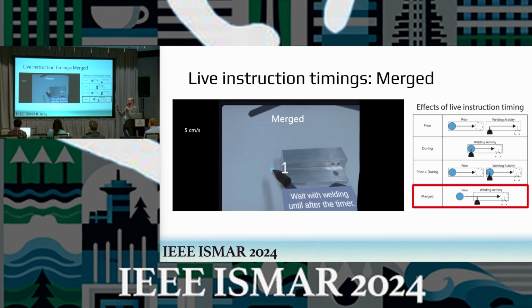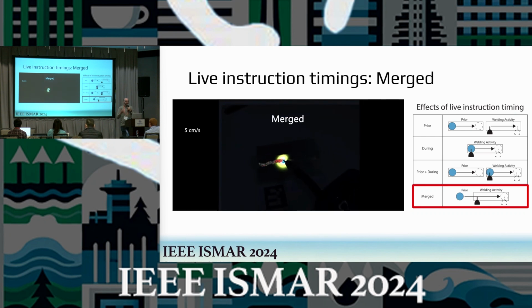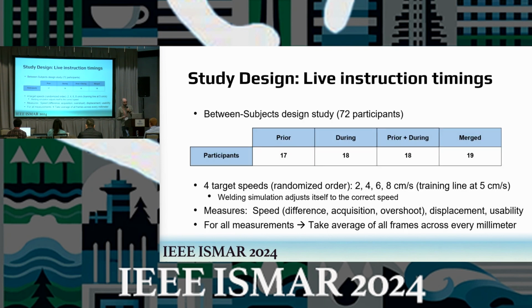The instruction will already appear from the left, so you can get a feel beforehand, and then immediately adapt to it, so we can maybe bridge that over. We did a between-subjects design study with 72 participants at a science fair, where we tested 4 different target speeds in a randomized order to see what would actually be best. So the welding simulation completely adapts.